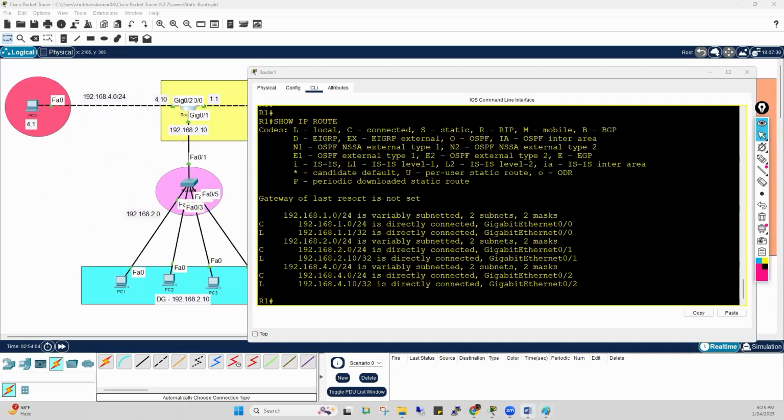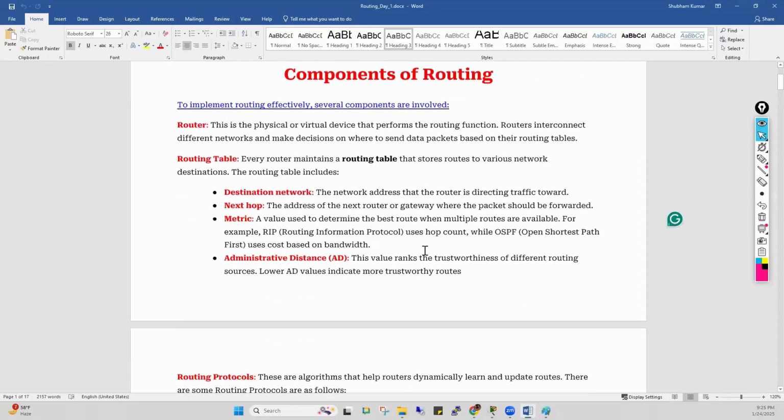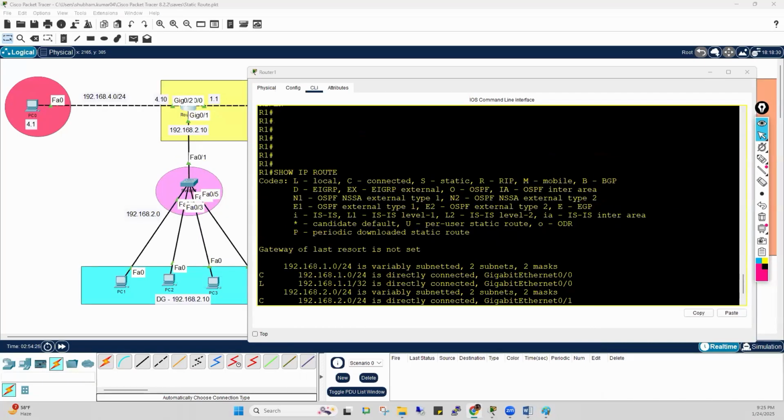So why I told you components of routing: when you check the routing table, there are multiple things you will see. The first one I told you is the code. So you need to understand that. For different routes, if you see O before a route, you can easily understand this is a route the router learned from the OSPF routing protocol. So basically that is the use of the code.